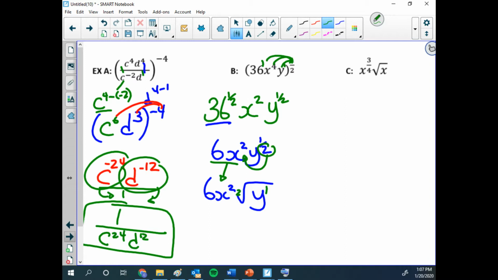All right, C, last one for exponent laws that I'm going to look at. X to the power of 3/4 times the square root of x. The problem right now is those aren't in equivalent form. So if I need to simplify this to one exponent, what I would do is I would take this and change that to a fractional exponent.